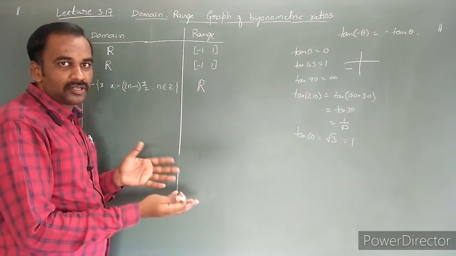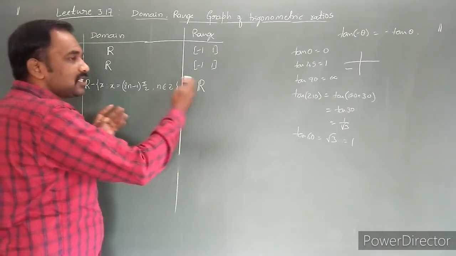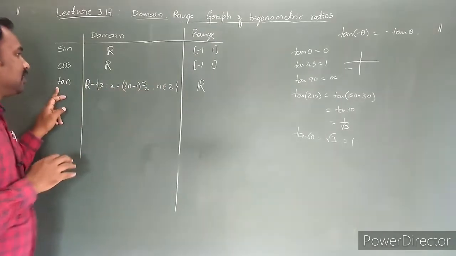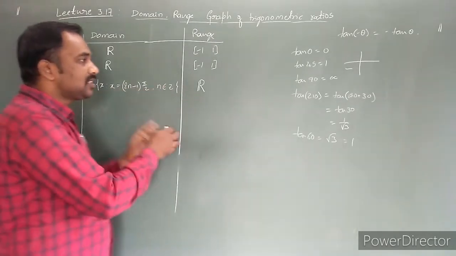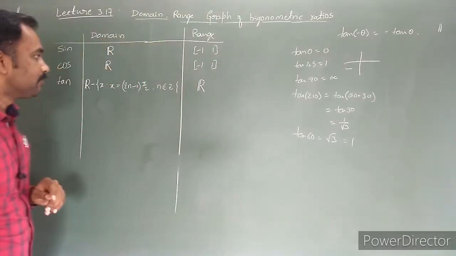Not defined means we can't study anything about that one. So for that reason I am just neglecting it. Except that one, all the remaining real numbers. The range is nothing but, after replacing this angle, what result will come? All the real numbers will come.